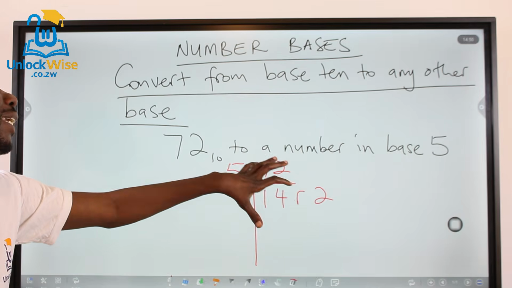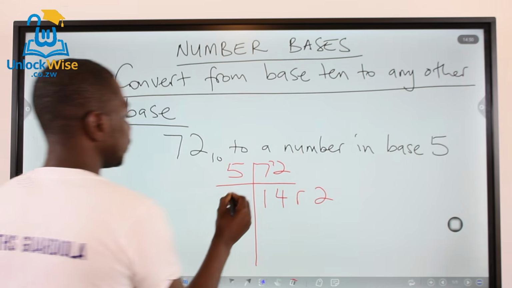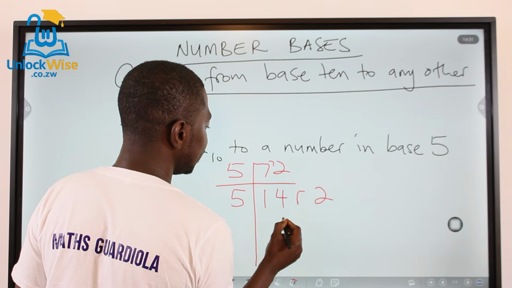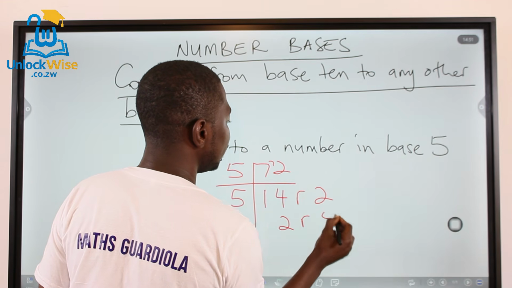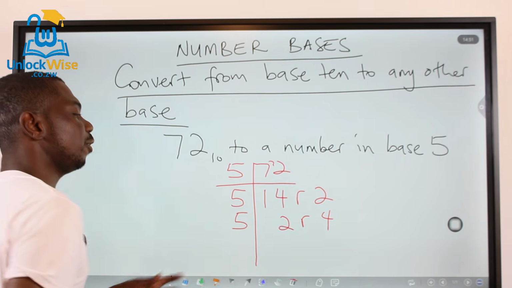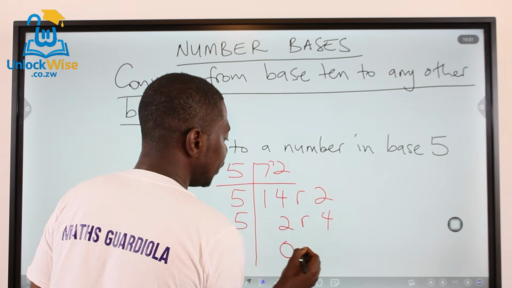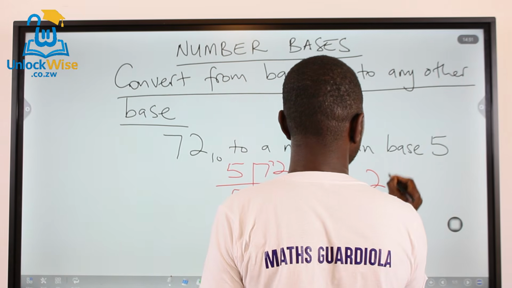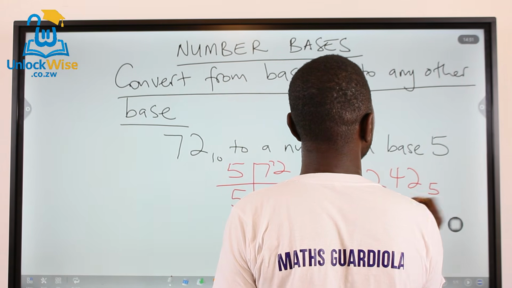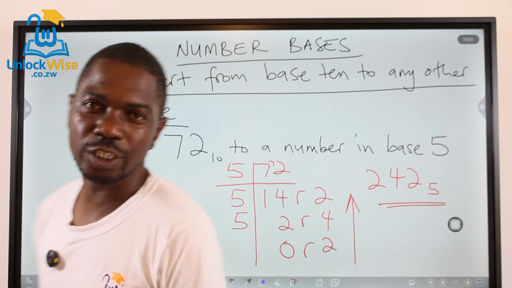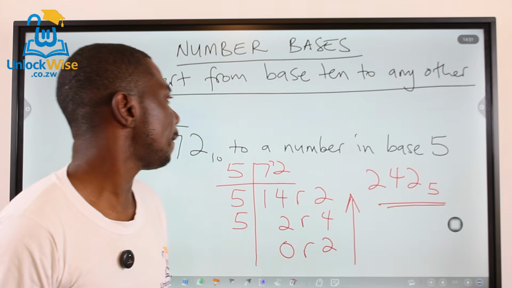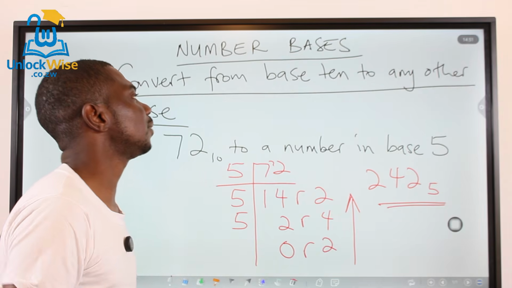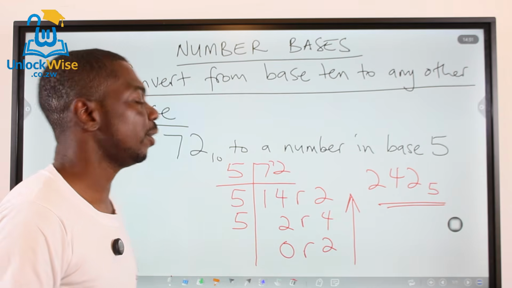And 5 into 20, we get 4, remainder 2. So we write down the remainder each time. 5 into 14, you get 2, remainder 4. Then 5 into 2, you get 0, remainder 2. And you read this upwards. This will give you 2, 4, 2, which is in base 5. This is how we convert numbers from base 10 to base 5, or to any other base in particular, right?